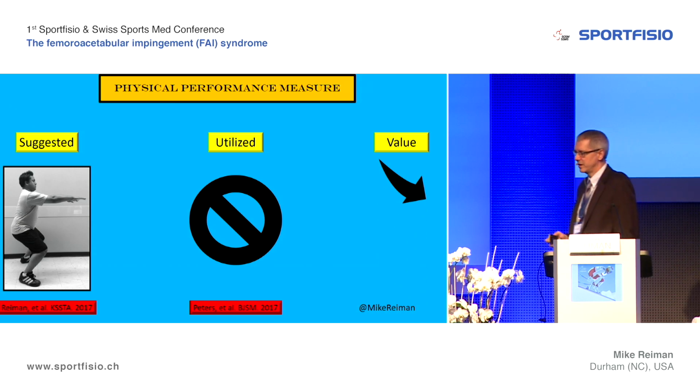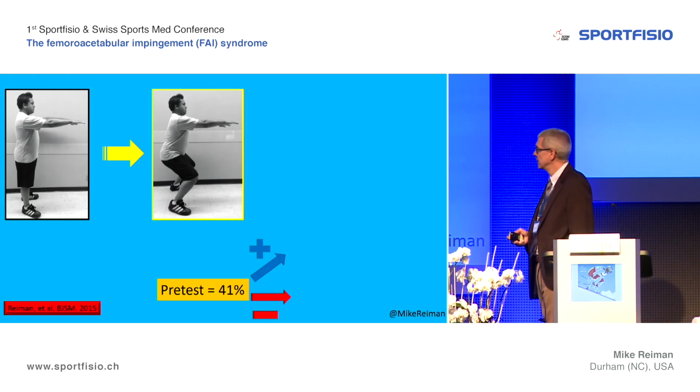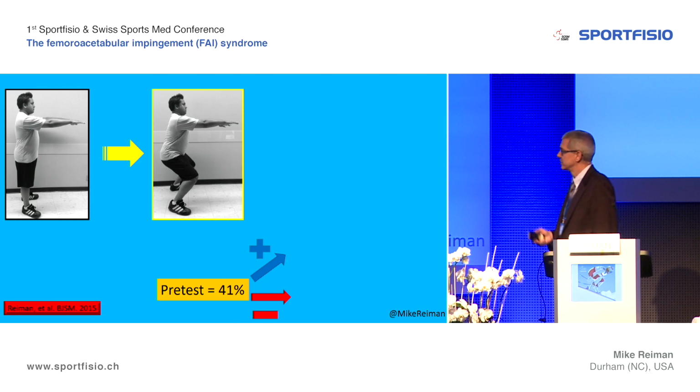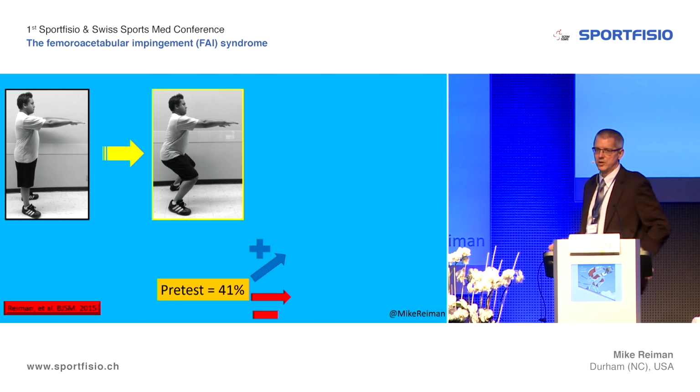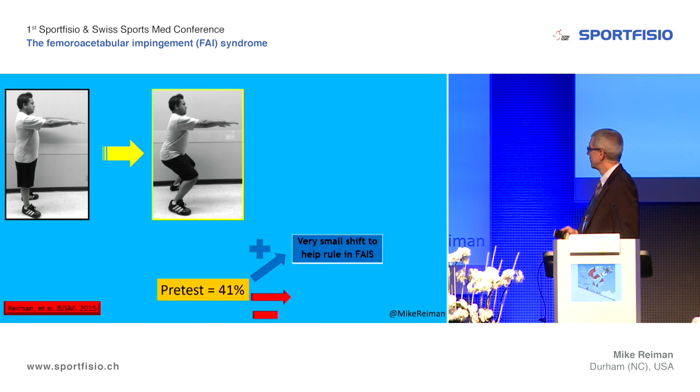What's the diagnostic value? If you look at Ianni's study, he had the patient squat, see if they had pain. Now you look at pretest probability is only 41%. So you have room to grow or drop, right? Versus if you're at 90%, you're topping out. You have a ceiling effect. Now if I have a positive test, a very small shift, unfortunately.